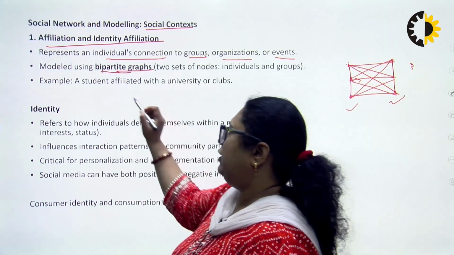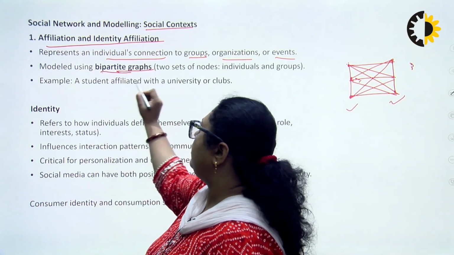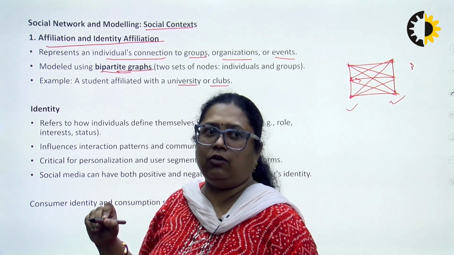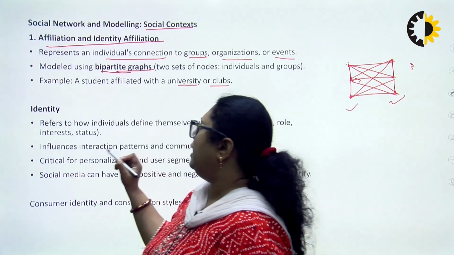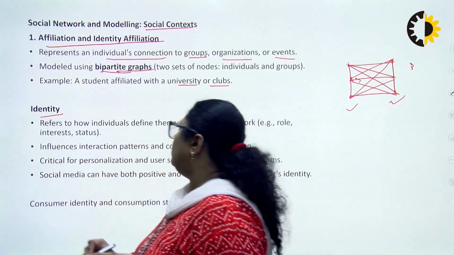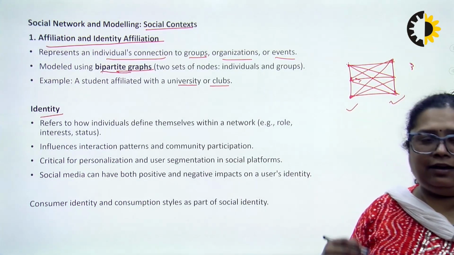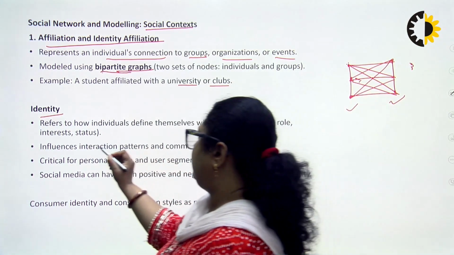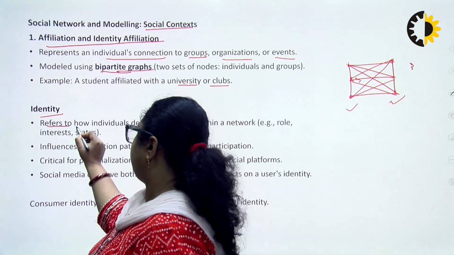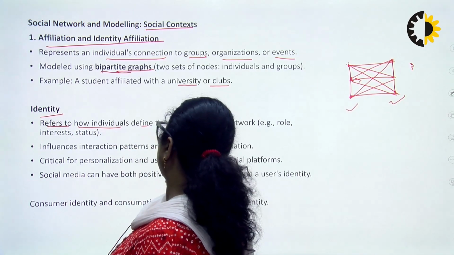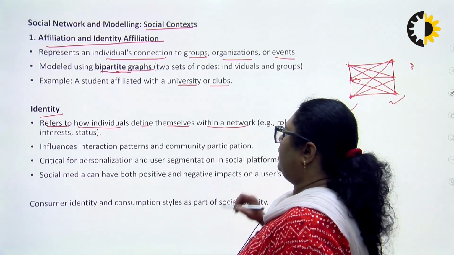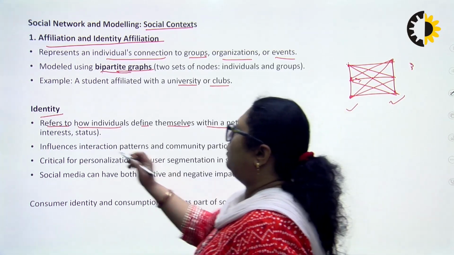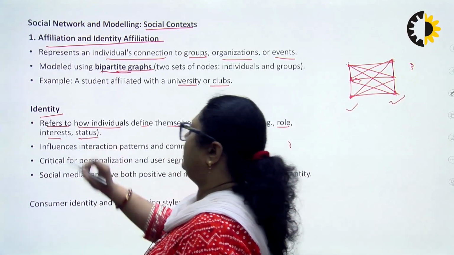If we take an example, a student can be affiliated with a university or clubs. And if we look at identity, identity is the individual entity of a person. Identity refers to how individuals define themselves within a network. For example, identity can be on the basis of role, interest, or status.